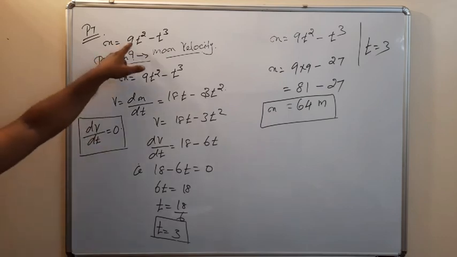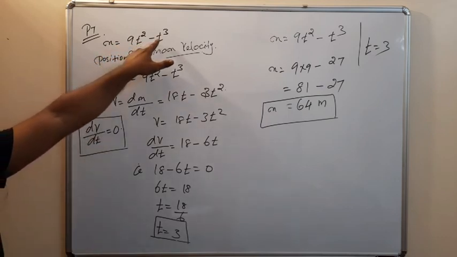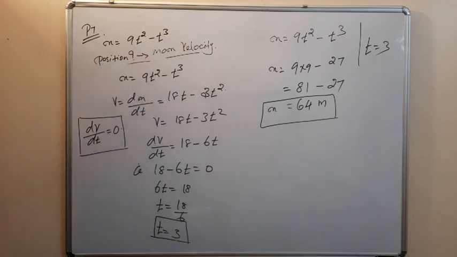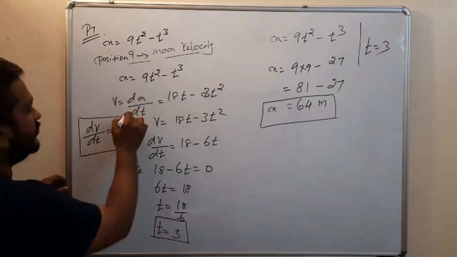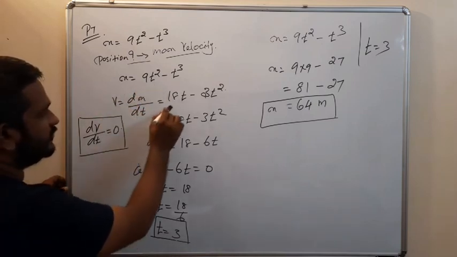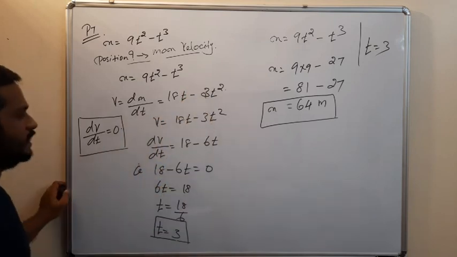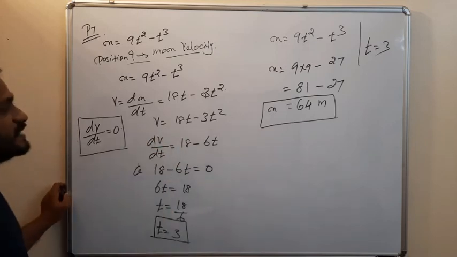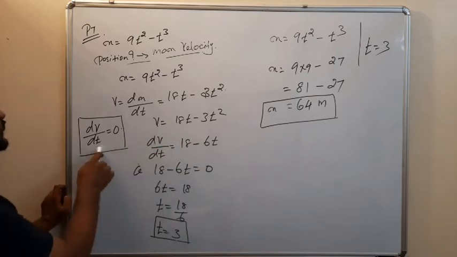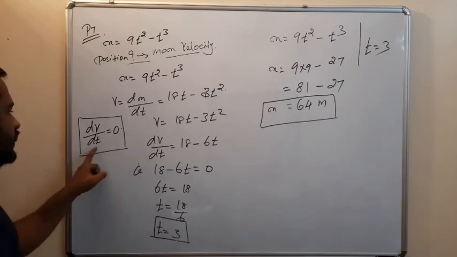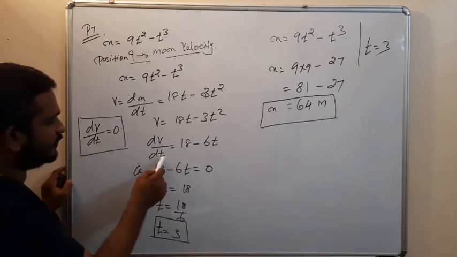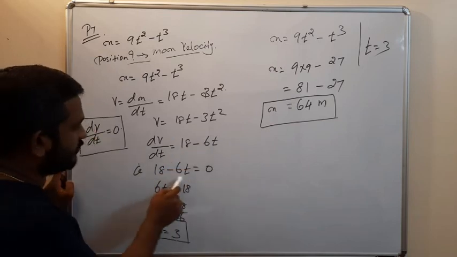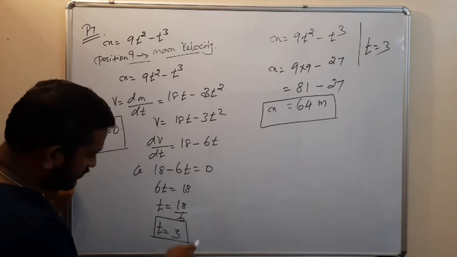The position of the object is given by the equation 9t square minus t cube. So we have to find the position of the object when it reaches the maximum velocity. So we find the velocity, v is equal to dx by dt, that is 18t minus 3t square. So when it reaches the maximum velocity, dv by dt, the first derivative, may be 0. dv by dt is equal to 18 minus 6t is equal to 0. So we are getting the value t is equal to 3.